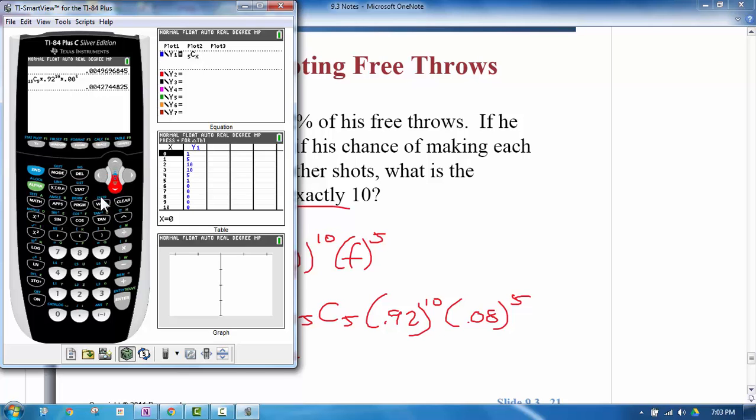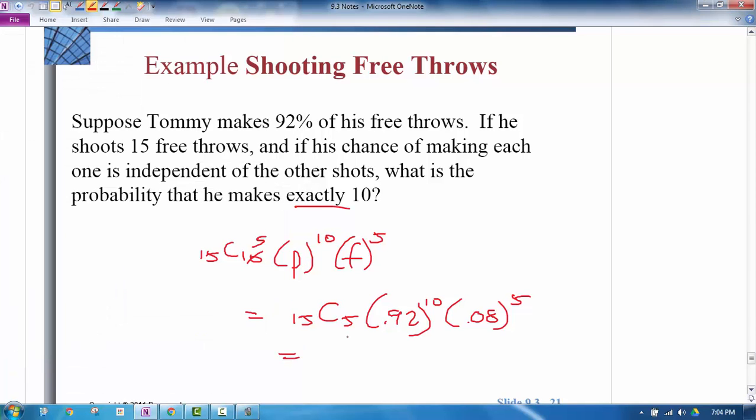And another way to do this actually is go to second vars, which is distribution. If you go to second distribution and scroll down, you'll see this binomial PDF, binomial probability distribution function. And it kind of just walks you through how many trials there are. There's 15 shots, so 15 trials. Probability of success P is 0.92. X value is what term we're looking for, the 10th term, or making 10. And if you enter that, you should get the same thing as we do here.